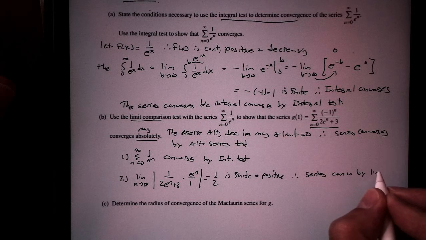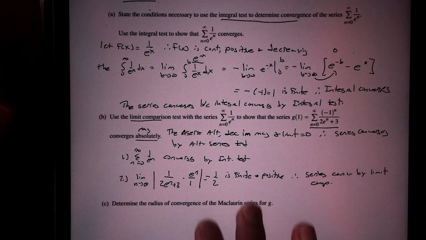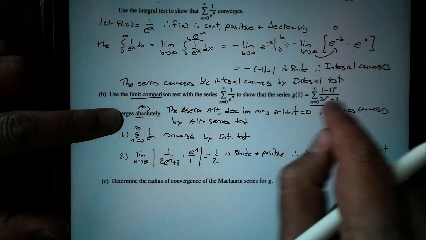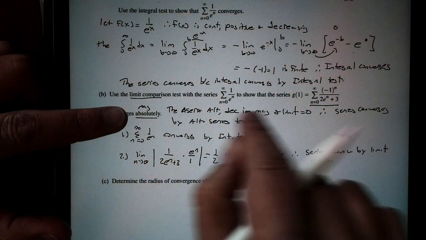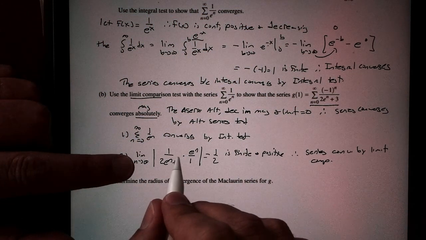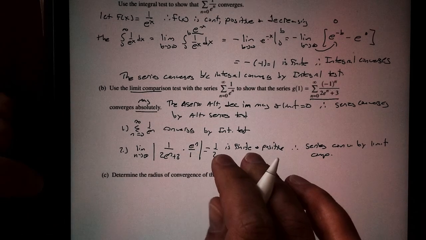By limit comparison. So what does that mean? Well, remember, we wanted convergence absolutely. I've already established that this will converge. And now we use the limit comparison to determine that the magnitude of this will actually converge as well.